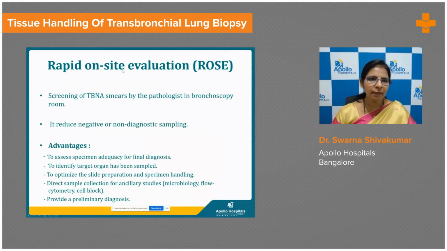Then a few words about rapid on-site evaluation, otherwise called ROSE. It is nothing but screening of TBNA smears by pathologists in the bronchoscopy room. The main advantage is to reduce negative or non-diagnostic samples. So the advantages are to assess specimen adequacy for final diagnosis, to identify whether the target organ has been sampled or not, and to optimize the slide preparation and specimen handling. Then direct sample collection for ancillary studies like microbiology, flow cytometry, and cell block. It provides a preliminary diagnosis for the pulmonologist to manage the patient till they get the final diagnosis.